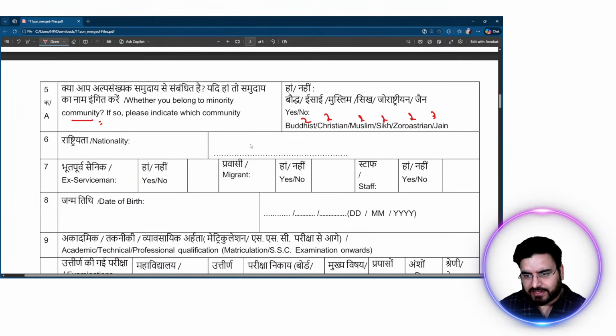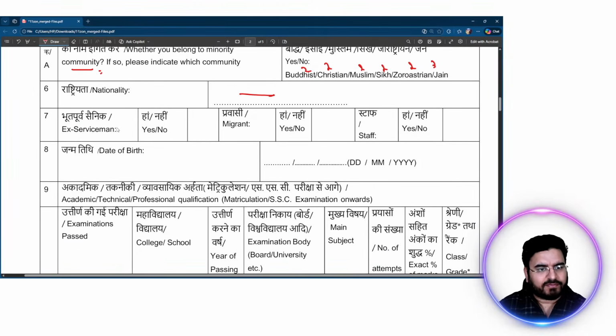Then nationality, everyone is Indian, so you have to mention it like this. Then if you are an ex-serviceman, you have to mention yes or no here, okay? Then are you a migrant? Mention it here. Are you from the staff, RBI staff? So yes or no, you can mention it here.